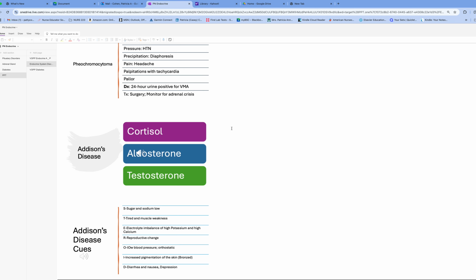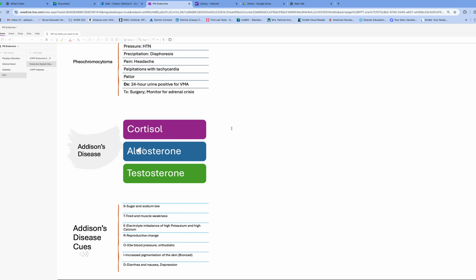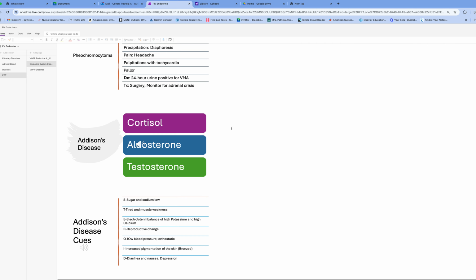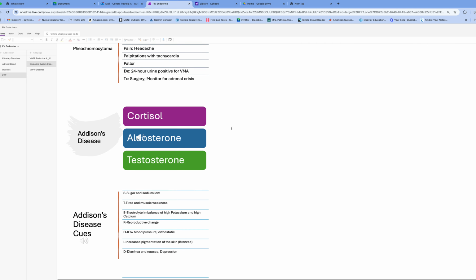Okay, now we're going to talk about Addison's disease. And this is a disease of the adrenal cortex, okay? So patients are going to be low in cortisol, aldosterone, and testosterone, okay? So in Addison's disease, you can remember the signs and symptoms with the mnemonic steroids.